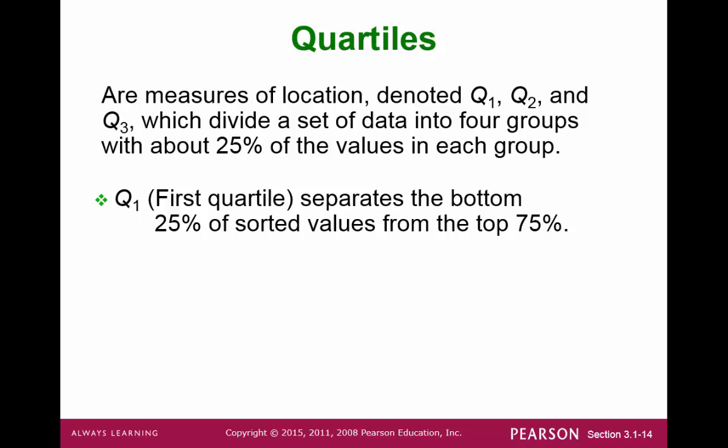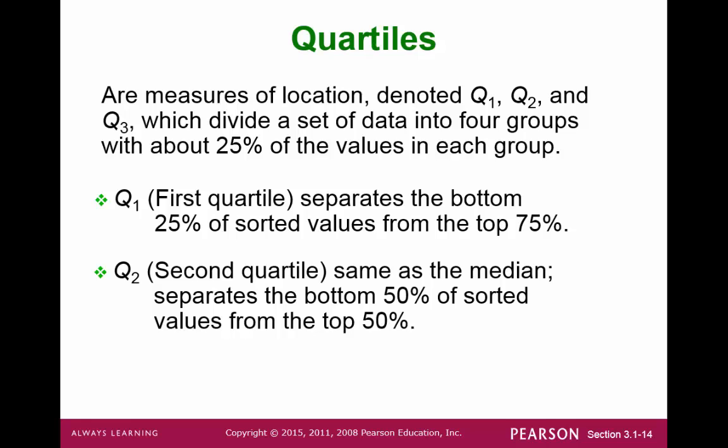Another important measure of position are the quartiles. The quartiles split the sorted data into 4 equal parts. The first quartile, labeled Q1, separates the lower 25% of the data with the upper 75%.